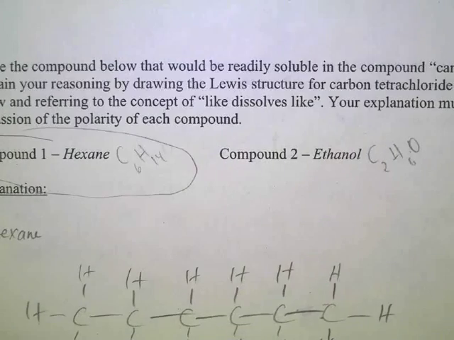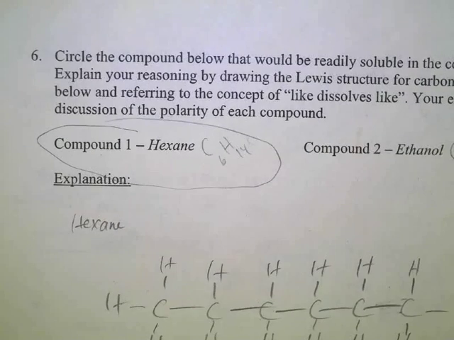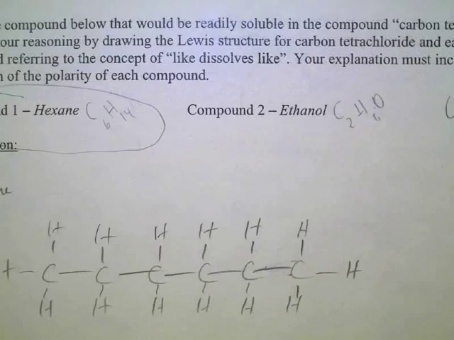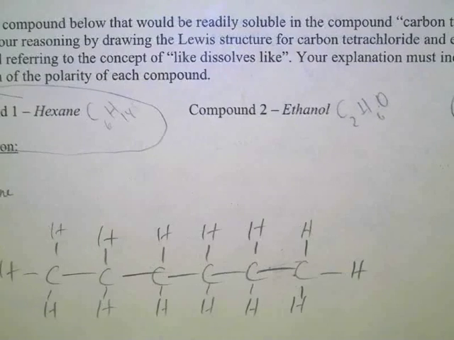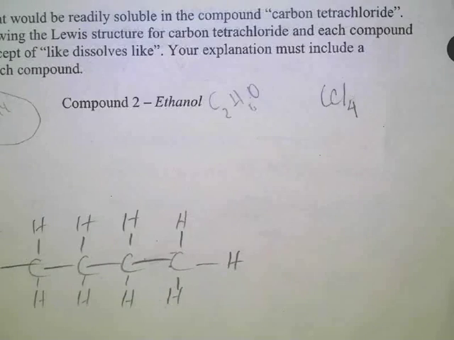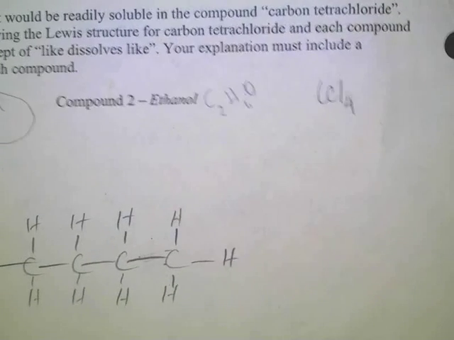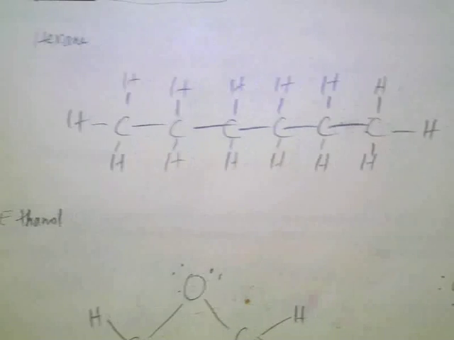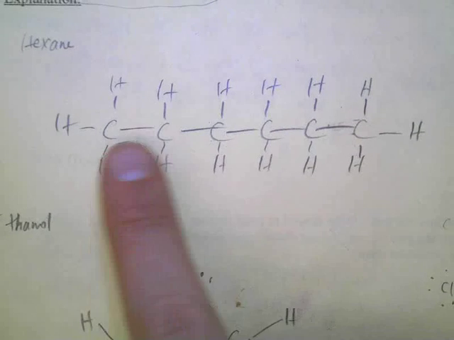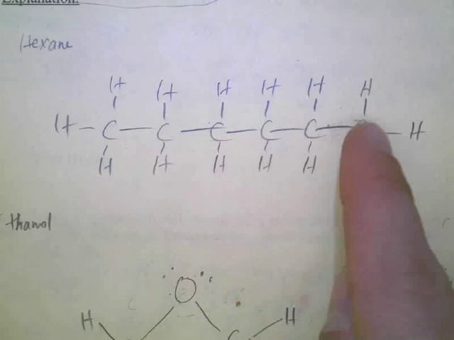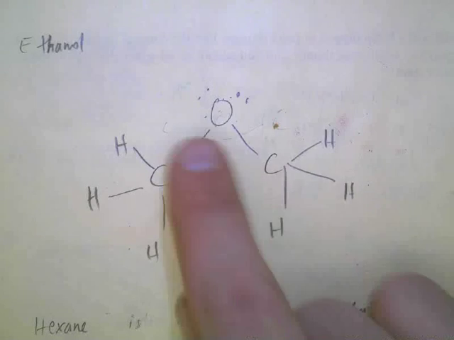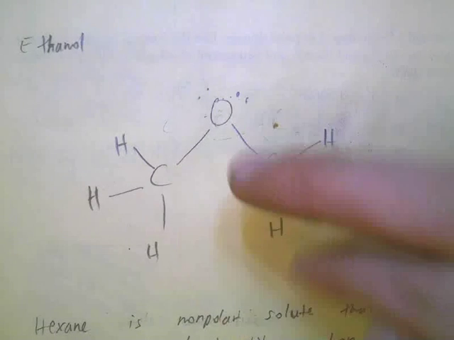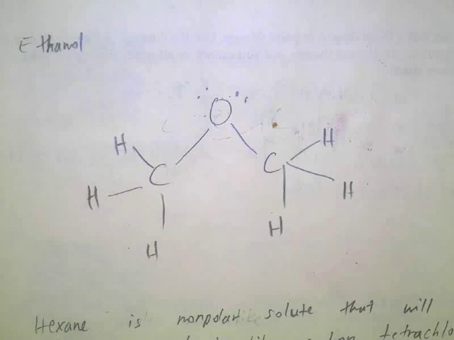This last problem is a very classic AP free response problem. They give you two compounds, hexane and ethanol, and they ask you which one is soluble in carbon tetrachloride, which is CCl4. Well, this is going to be a strict like dissolves like problem. First, draw out the Lewis structure for hexane. We see that on every central atom there is no lone pair. We draw it out for ethanol, and we see in the central atom here we have some lone pairs pushing it into an asymmetric position.